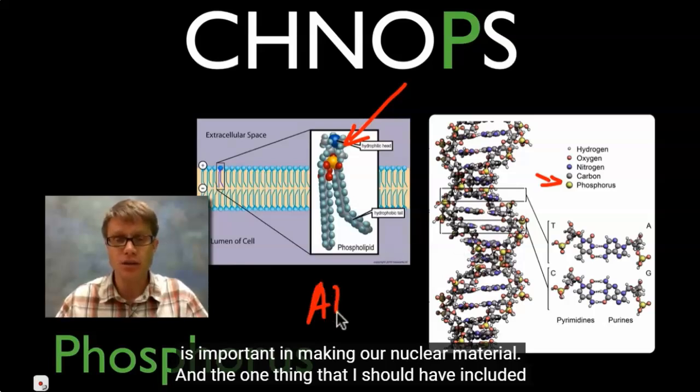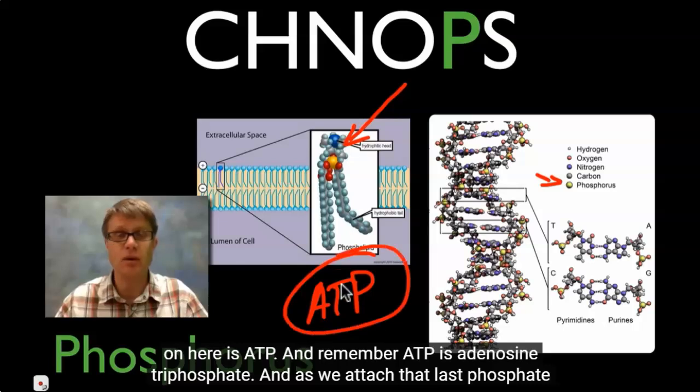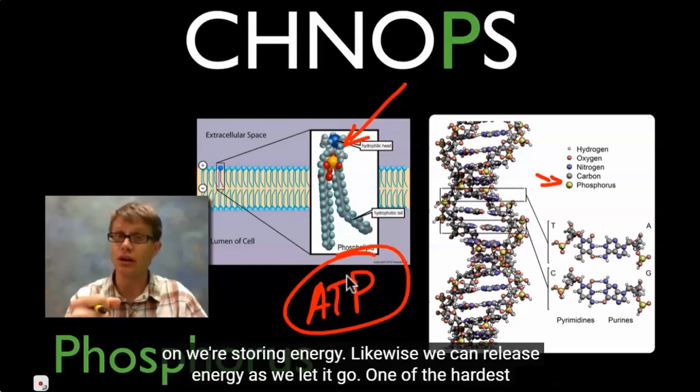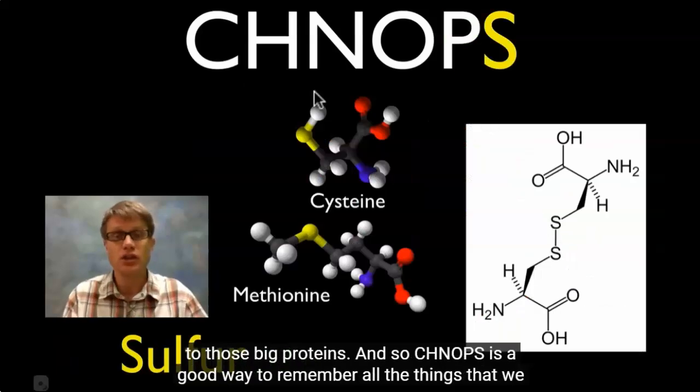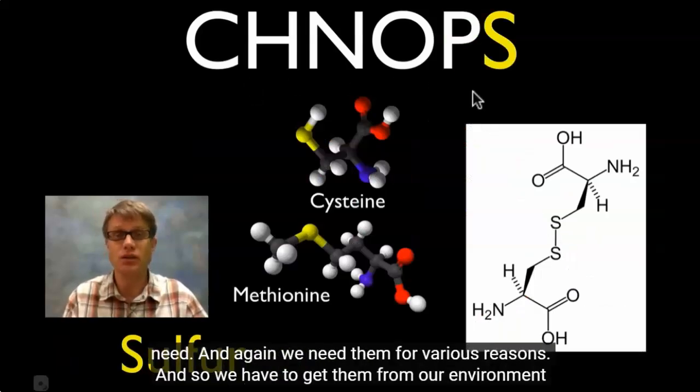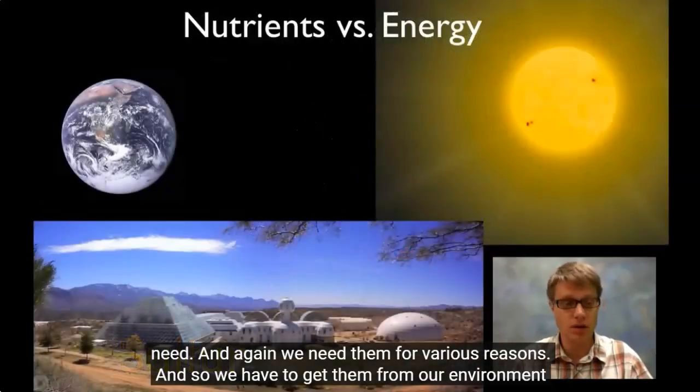And the one thing that I should have included on here is ATP. And remember, ATP is adenosine triphosphate. And as we attach that last phosphate on, we're storing energy. Likewise, we can release energy as we let it go. And so CHNOPS is a good way to remember all the things that we need. And again, we need them for various reasons. And so we have to get them from our environment.